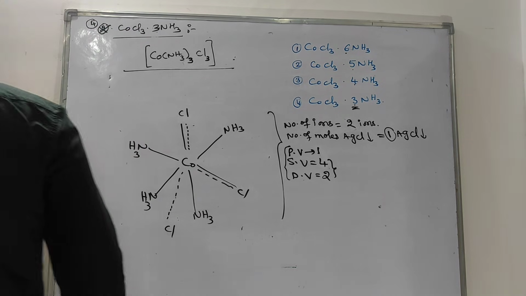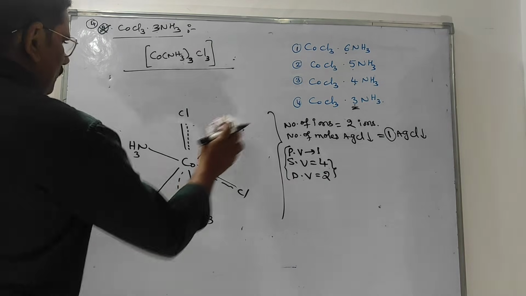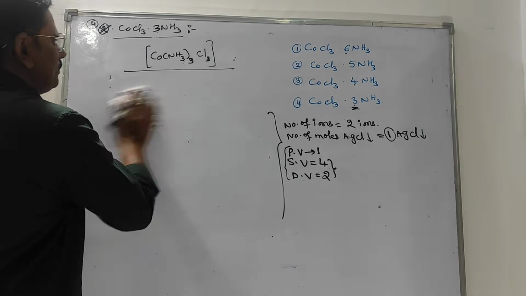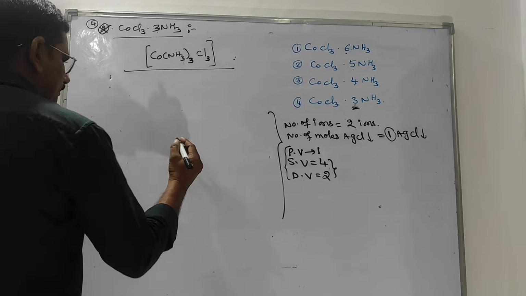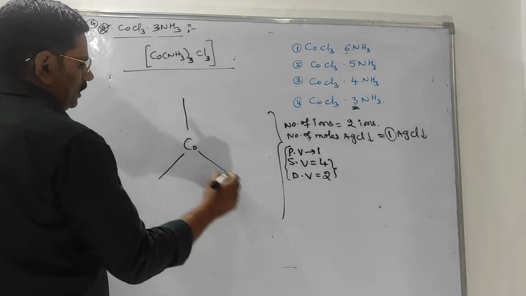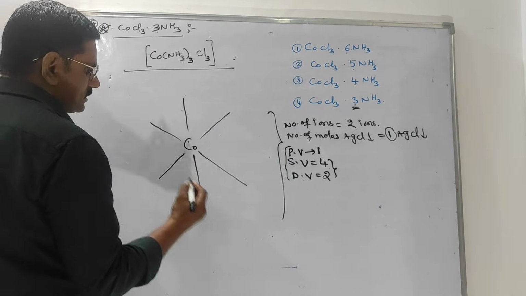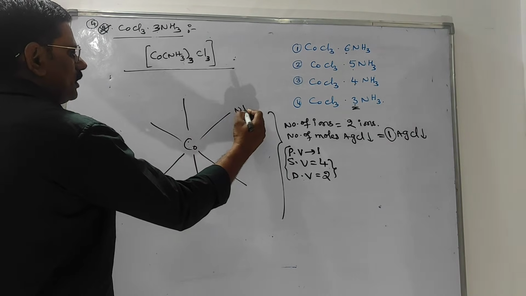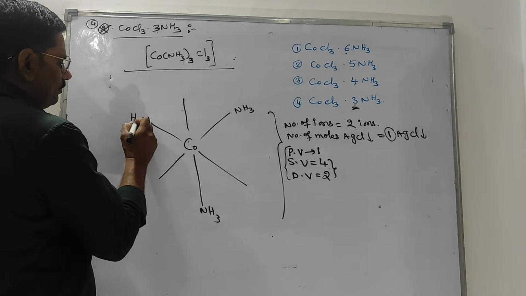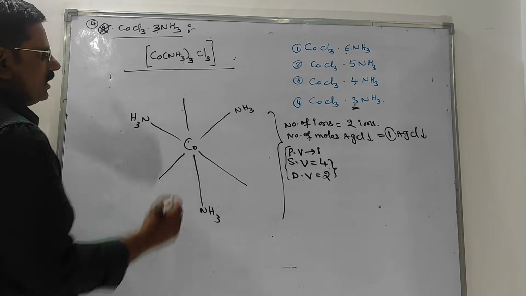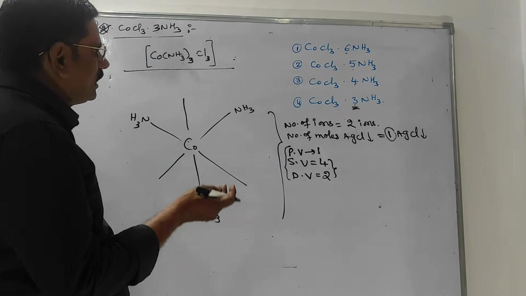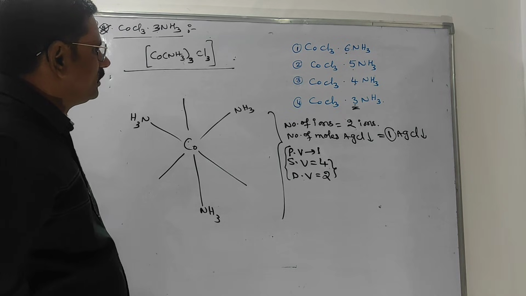And what is the structure of this complex? See, I am writing the structure of this complex. See, cobalt, XYZ axis. I am writing ammonia alternatively in order to represent secondary valency. And there is no primary valency. Why? Because all chloride ions are inside the coordination sphere.